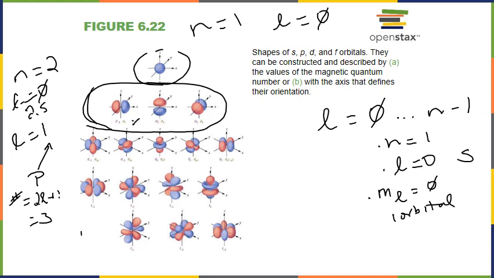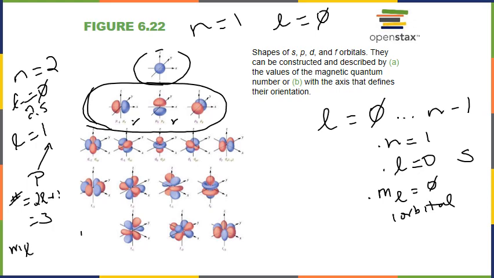This one is along the x-axis, this one is along the y, and this one here is going to be along the z. So I'll show this backwards: x, z, and y. Now, how do we know this? We know this because we can look at the m sub L values.